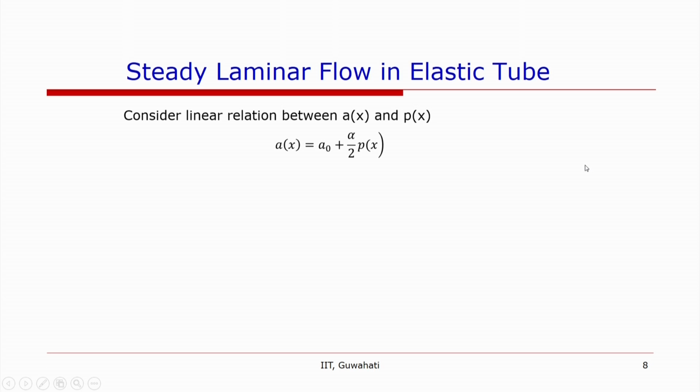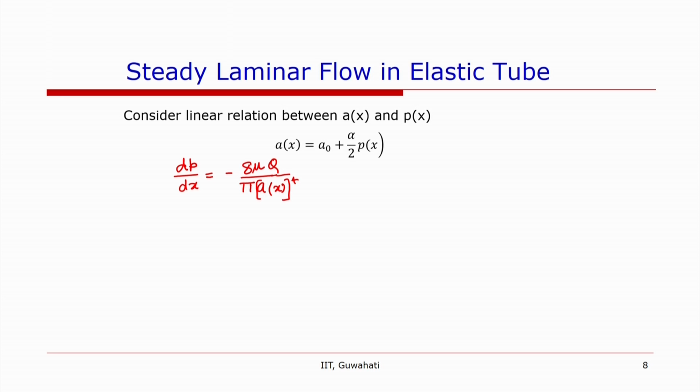So, we had this relationship dP by dx is equal to minus 8 mu over pi A_x to the power 4, where A_x. So, we will write this as A_x to the power 4 into Q.